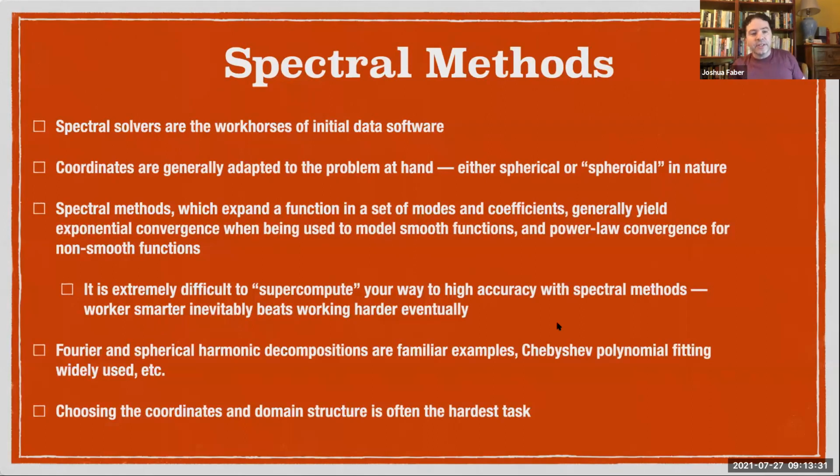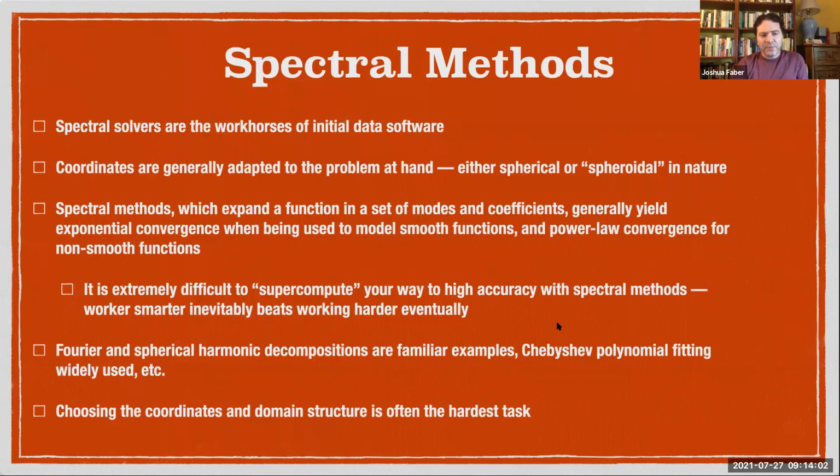And if you're dealing with modeling smooth functions, you typically get exponential convergence. For every set of mode coefficients that you add, you get the same geometric increase in accuracy and an exponential decrease in coefficient magnitude versus coefficient number. For non-smooth functions, it's power law.